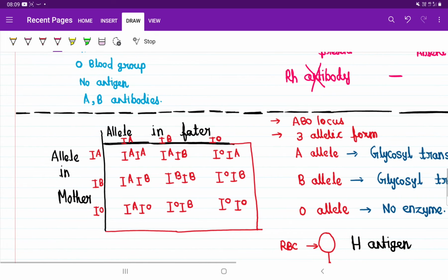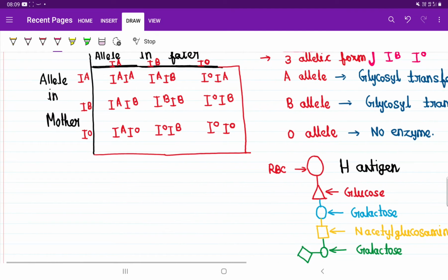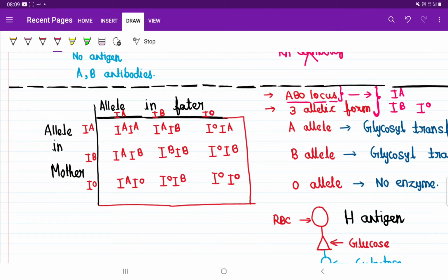Okay, now come to a little genetics of the ABO blood grouping system. See students, this ABO blood grouping system is present on the chromosome at the ABO locus. The ABO locus is the region of the chromosome where the alleles of the ABO blood groups are present, and they have three allelic forms: IA, IB and IO, right? Three allelic forms are present. Now from three allelic forms, how many combinations in total are possible? You tell. 9 combinations are possible or not? You see, like I'm taking father and I'm taking mother, right?